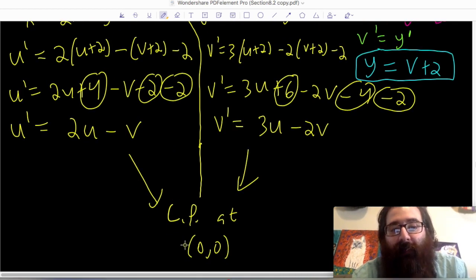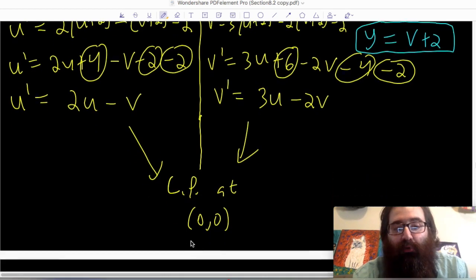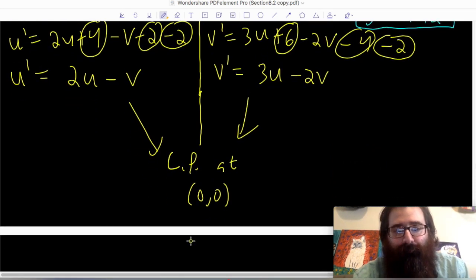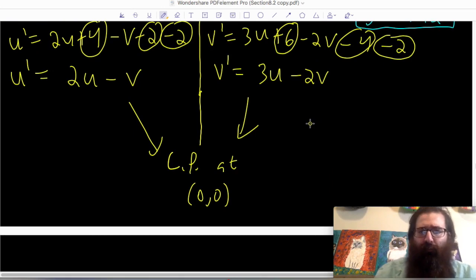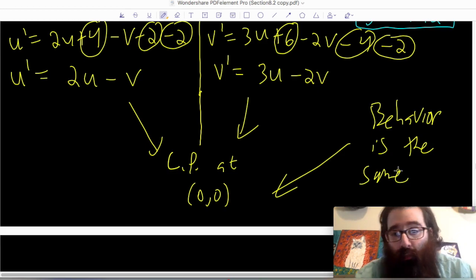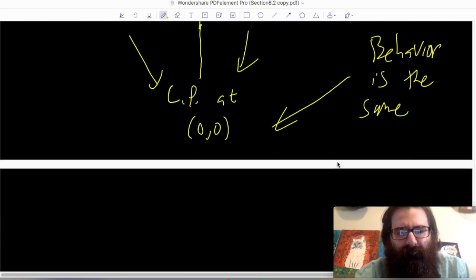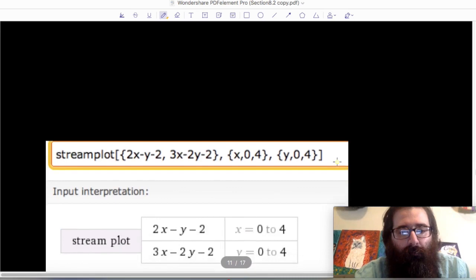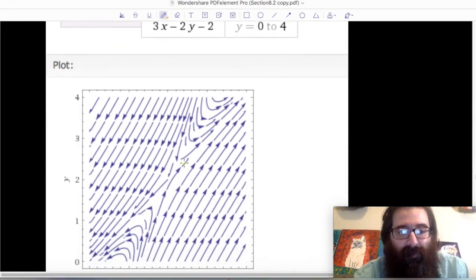I can identify the behavior of this new critical point at 0, 0, and that behavior is exactly the same as the critical point that I had at 2, 2 of the original linear system. So this is just a way that we would go through to determine the behavior. So we would say the behavior is the same as our critical point was at 2, 2. Okay. Well, we took a look at this example. We had that saddle point at 2, 2.